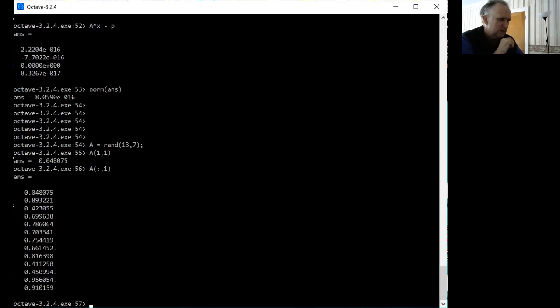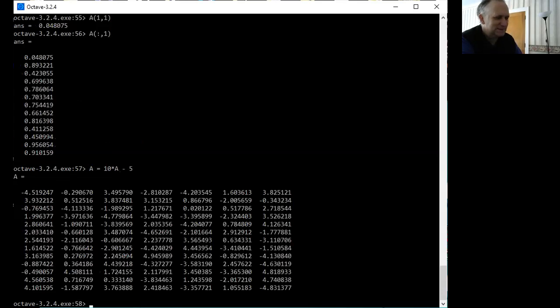So let's make them say between -5 and 5, something like that. So let's take A and multiply it by 10 and subtract 5 from it. So let's say A equals 10 times A minus 5. Now, minus 5 doesn't really make sense, but I think it will work. Yeah, it did work. It understands that you want to subtract 5 from everything.